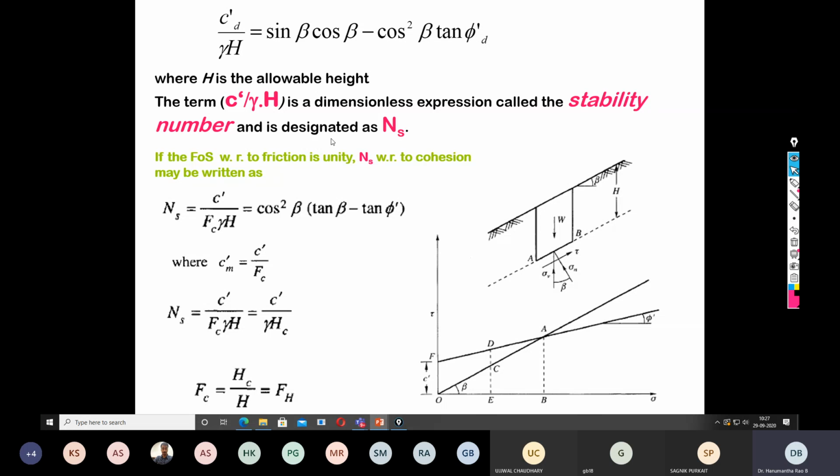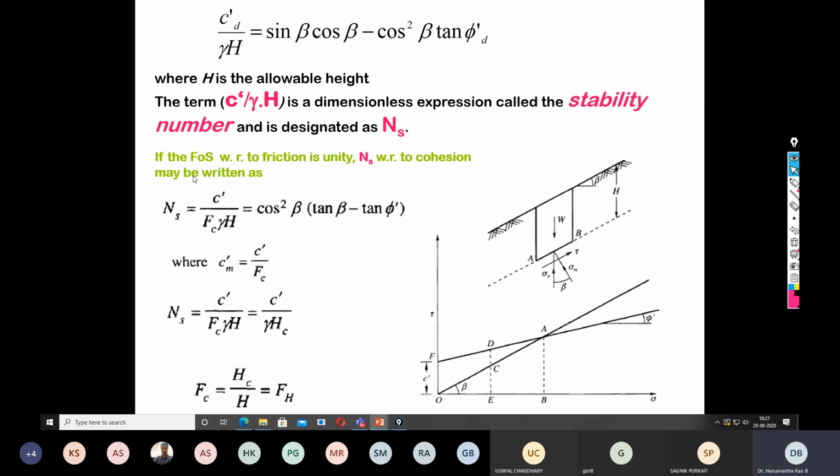Now here comes, we arrived at the equation c dash D by gamma H is equal to sin beta cos beta minus cos square beta into tan beta. Here the left side term, c dash by gamma H, is a dimensionless expression called the stability number. So this c dash by gamma H is termed NS, which can be correlated to the internal friction angle as well as the slope angle.